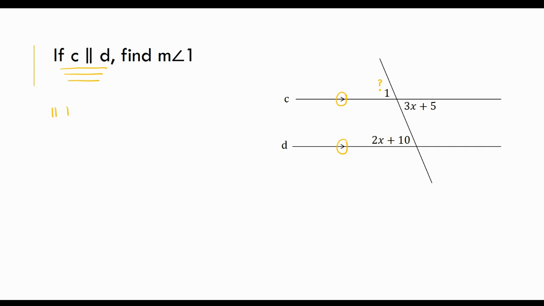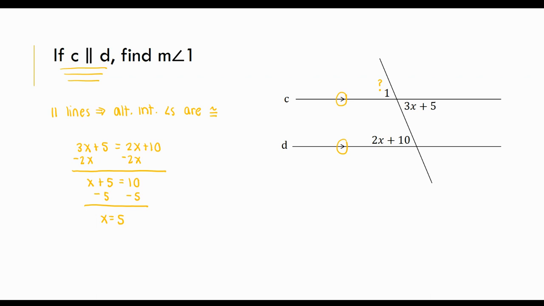That means that when I have parallel lines, I know that alternate interior angles are congruent. So I want to set those two expressions equal to each other. So 3x plus 5 is going to equal 2x plus 10. I'm going to subtract the 2x over to the other side. That will give me just 1x plus 5 to equal 10. I'll subtract 5 from both sides, and so x equals 5. That is not my final answer.